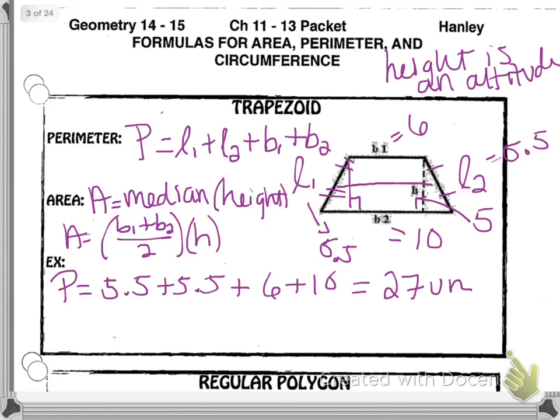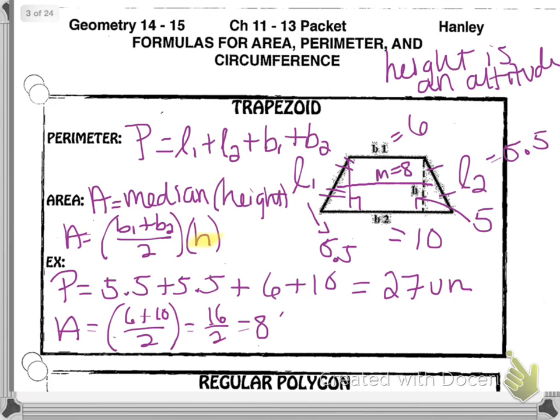And for our area, we have to find the median first. So base 1 plus base 2 divided by 2. So 6 plus 10 divided by 2. That gives me 12 divided by 2. Sorry, not 12. 16 divided by 2, which is 8. And remember that 8 is also directly in between 6 and 10, so there's a difference of 2 with each of those. So our median is 8, and we want to multiply that by the height.